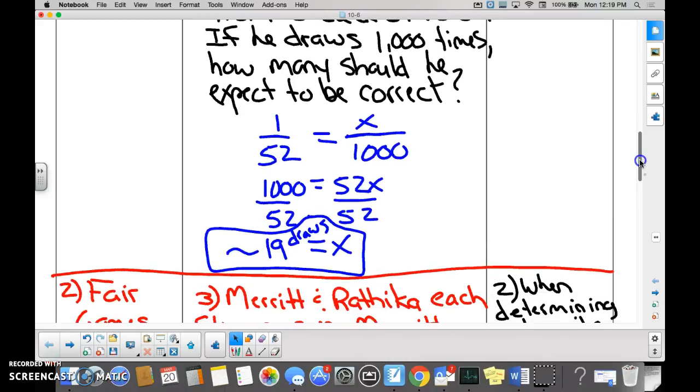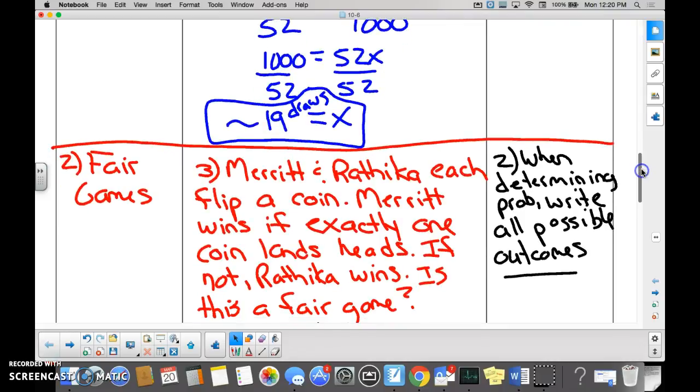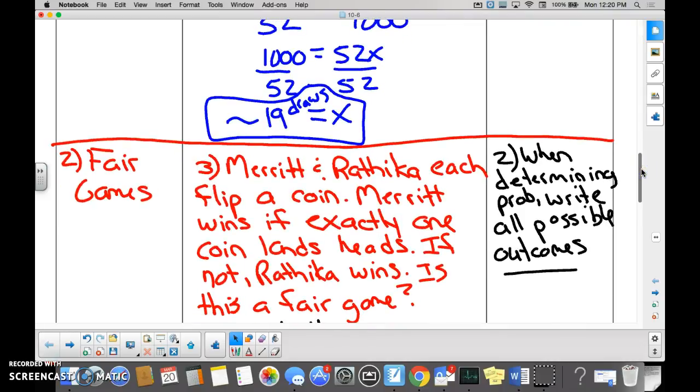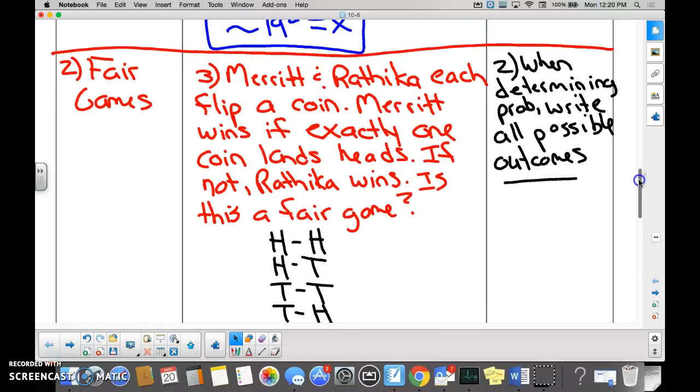Okay? And then the last part was fair games, determining if games are fair or not. And our basic cheat sheet idea said, when determining probability, if you write all the possible outcomes down, it's going to make your life a lot easier as far as determining if something is fair or not fair. Our example would be Merritt and Rathika flipping coins. If you read number 3, you can tell that that's a fair game.